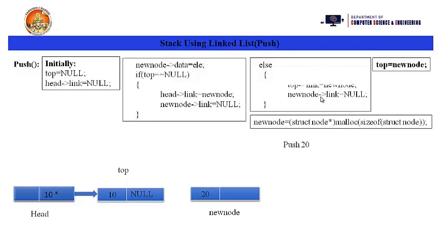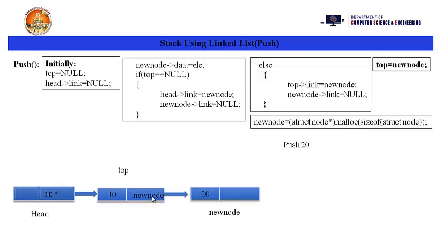So statement top tends to link equal to new node, means we need to store the new node into the top node link part. So top node link part is null actually, so we need to erase that one and store the new node into the top node link part. Then the link will be created between the top node and the new node.